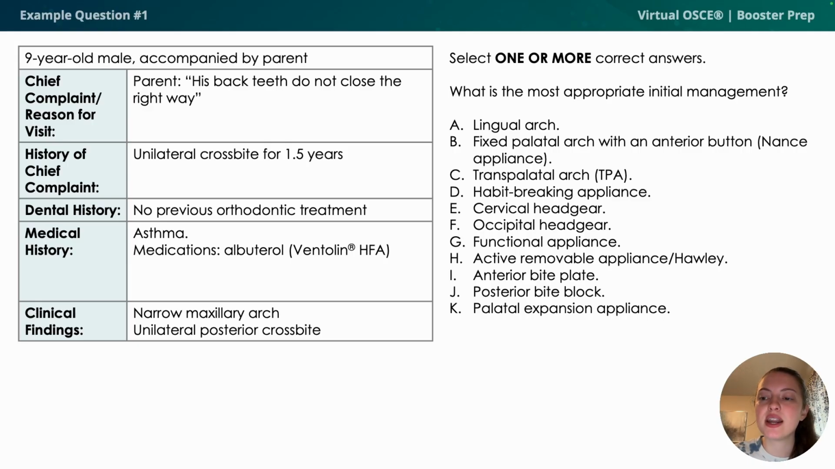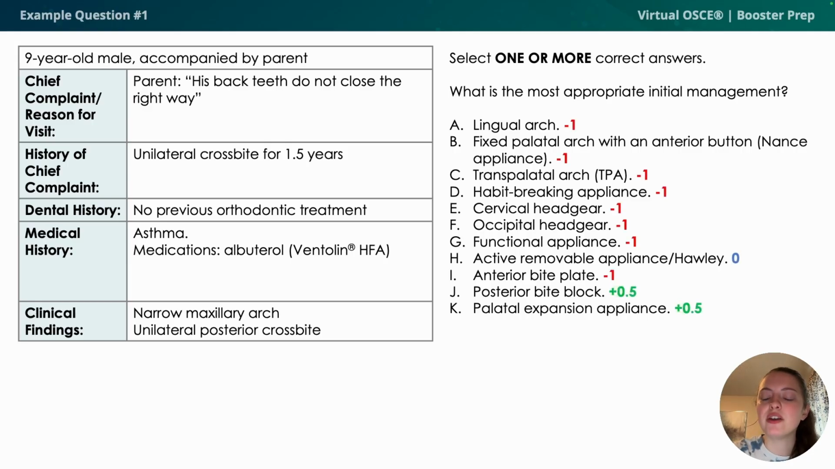Remember how we discussed that it can be really hard to expand a unilateral crossbite because the teeth can be locked together? So in this case, we also would recommend some kind of posterior bite block to disocclude the teeth. Once the teeth are disoccluded, the maxillary teeth will be able to expand out of their crossbite. So the correct answer here would be J and K, posterior bite block and palatal expansion device.